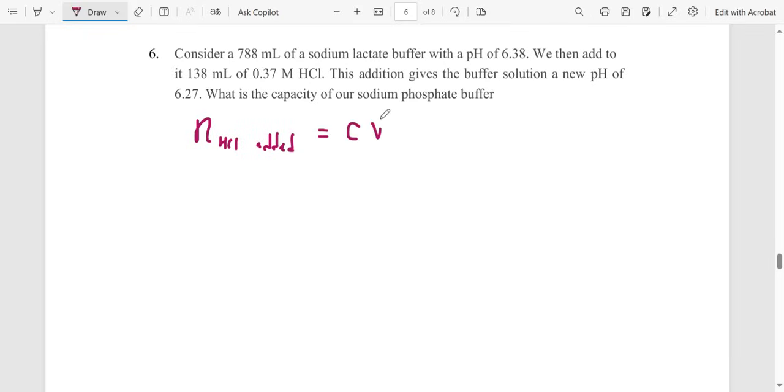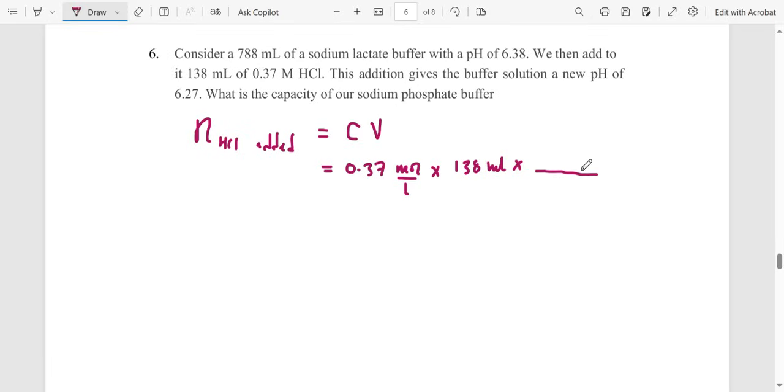It's concentration times volume. So the concentration is 0.37 molar. Molar is mole per liter, multiplied by the volume, which is 138 mils. Now the 138 mils can't cancel with the liters down, so convert it to liters.